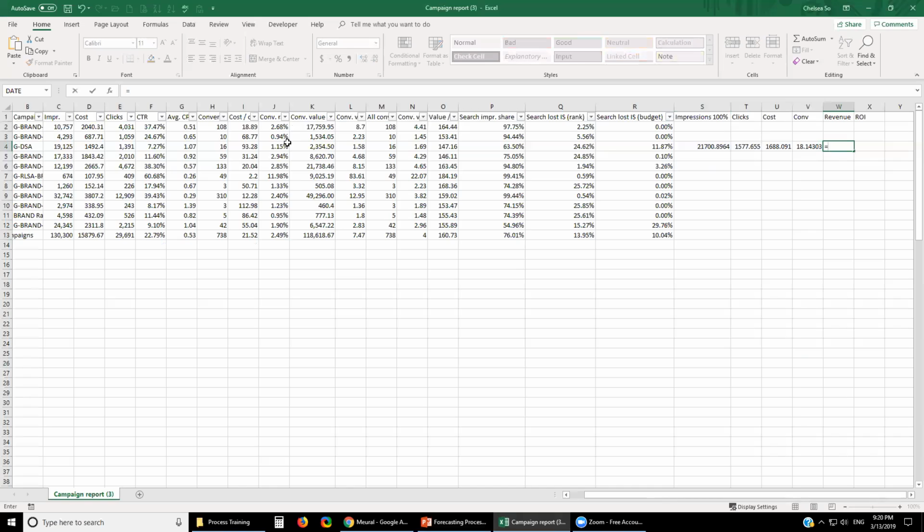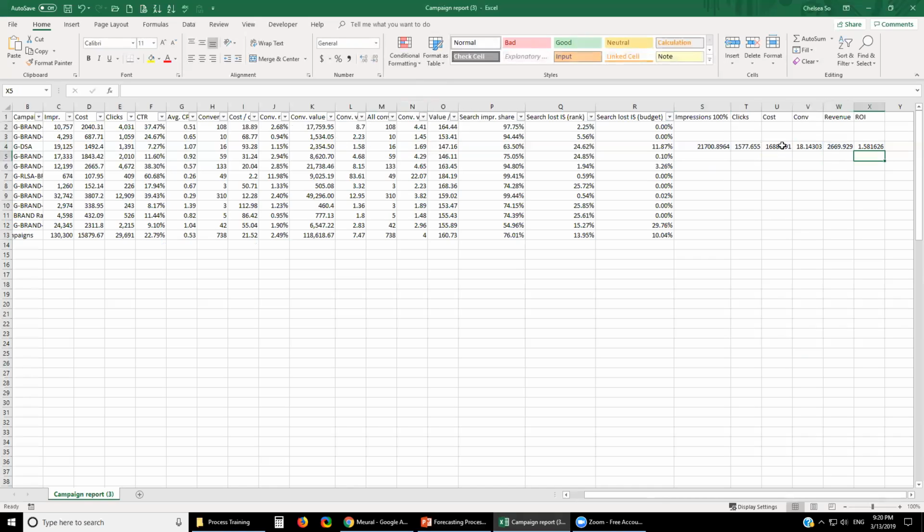And then to calculate revenue, I'm going to take my conversions and I'm going to multiply it by my conversion value. What would that be? Hold on. Conversion value or value per conversion. Here we go. So that's my revenue, and then my ROAS equals revenue divided by spend.